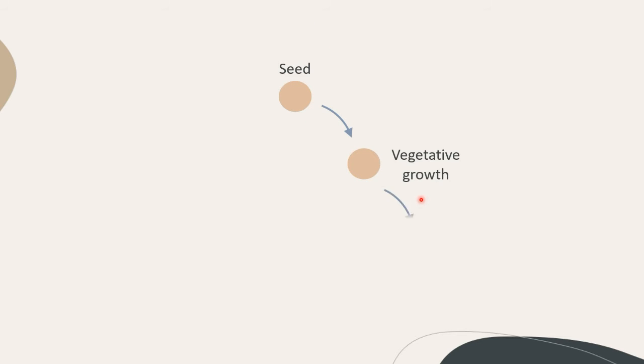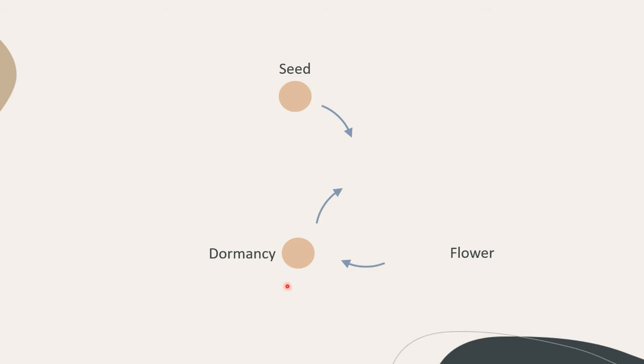For perennial life cycle, it starts from seed and then vegetative growth, flower, dormancy, repeat again vegetative growth, continue flower, dormancy, and death.